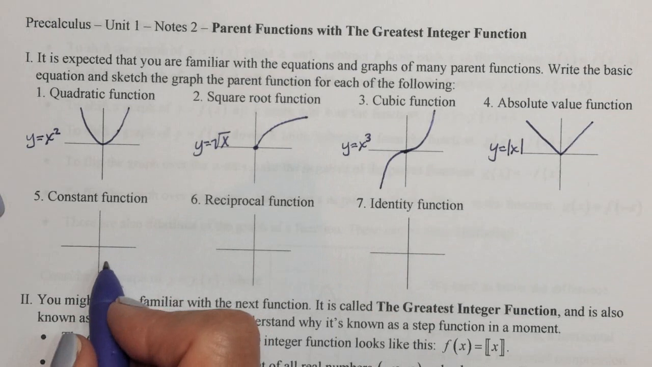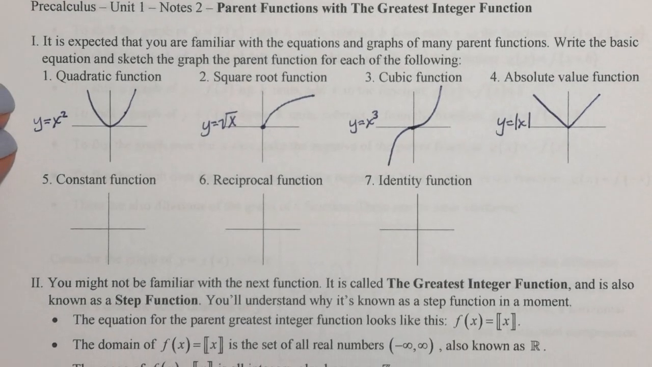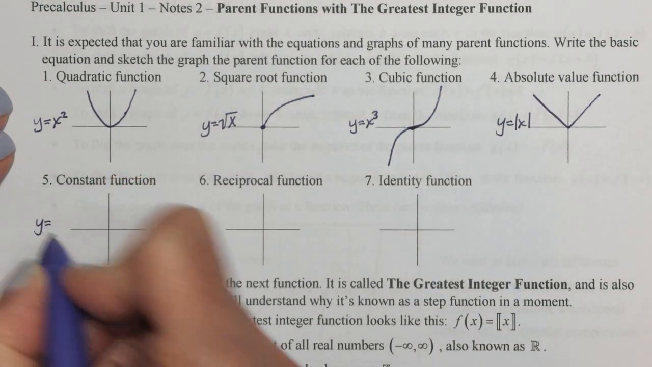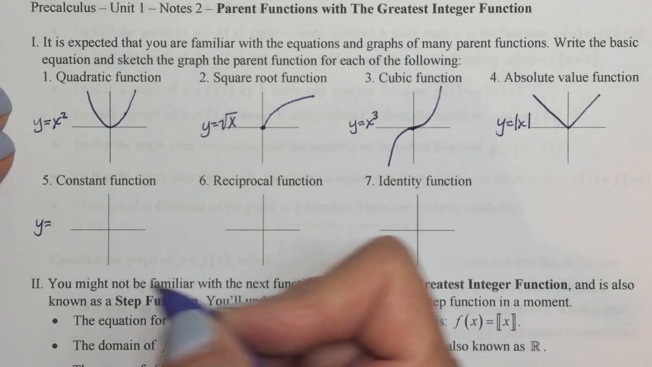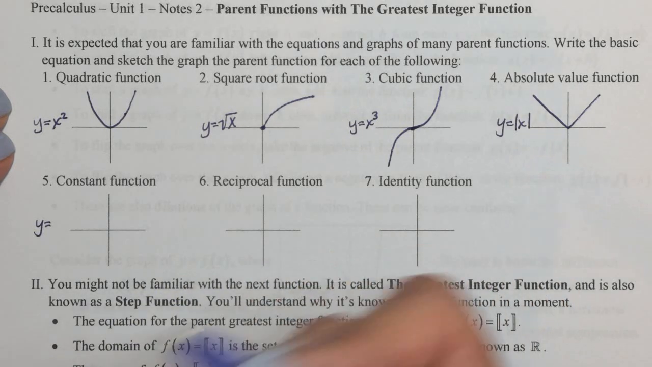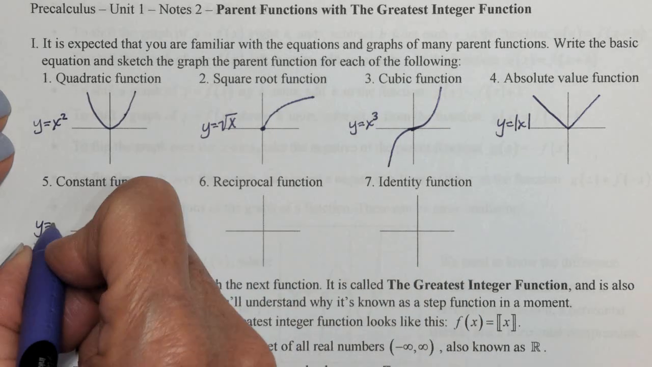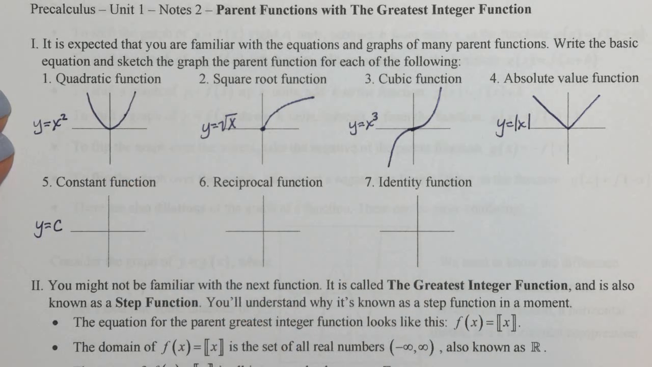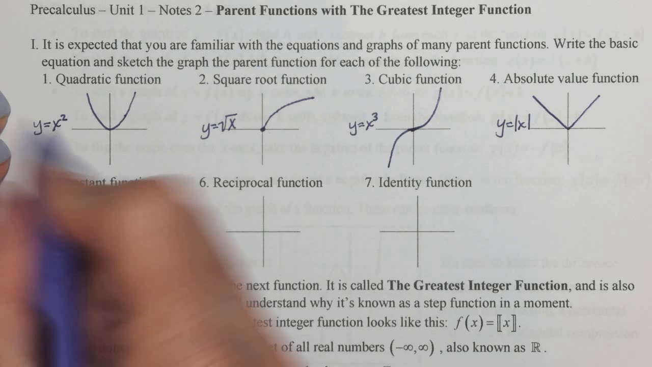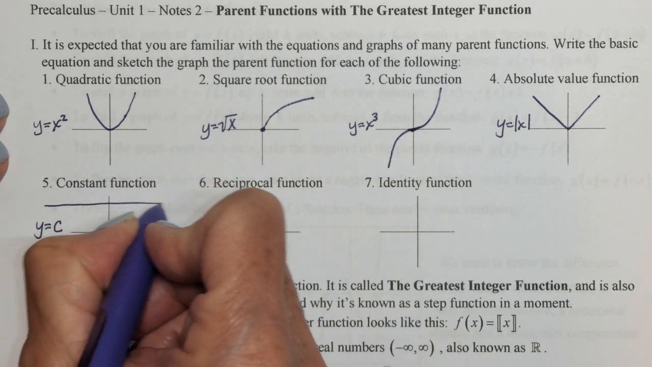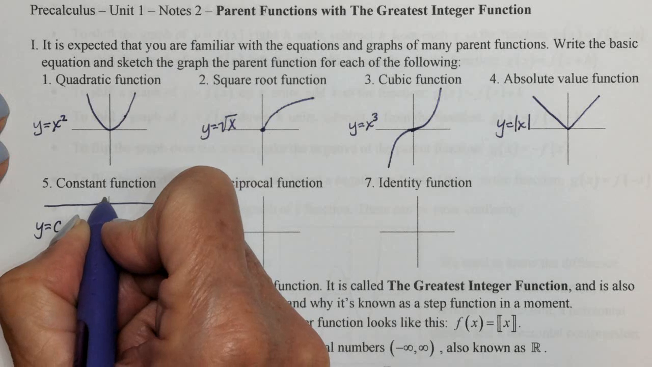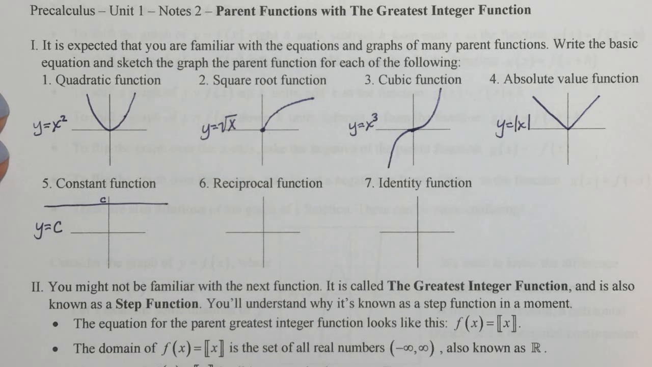The constant function. This is the function where y is equal to some constant: 2, 5, negative 7, negative 3 halves, any constant. I'm going to call it y is equal to c, and that graph is a horizontal line at wherever y is equal to c is. So that would be where y is equal to c on that axis.